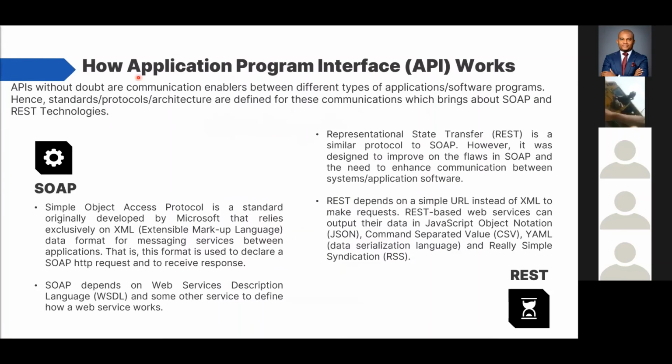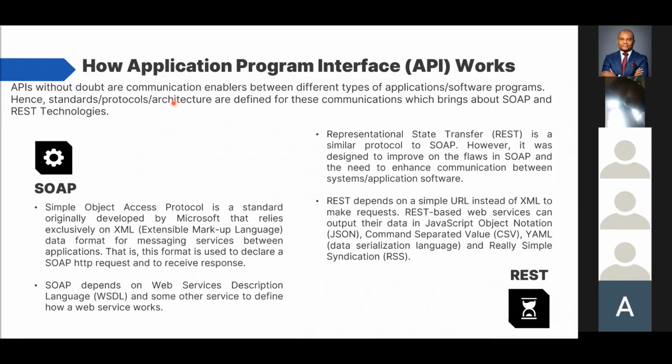And this brings us to how APIs work, which means, like what we have on the slide, that without doubt, communication enablers are the API services, which means that they are the real deal in ensuring that application A is able to communicate with application B. So they are communication enablers. And we have three terms there: standards, protocols, and architecture, that we use interchangeably to define how communications are done on API service, which is greatly on SOAP and REST.